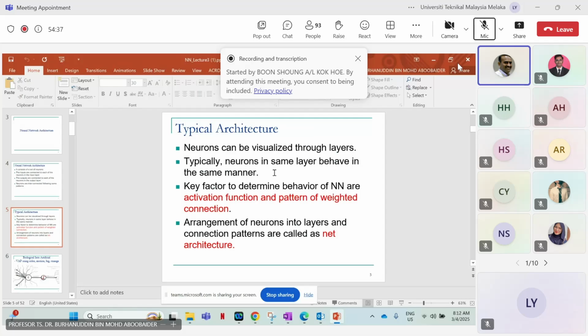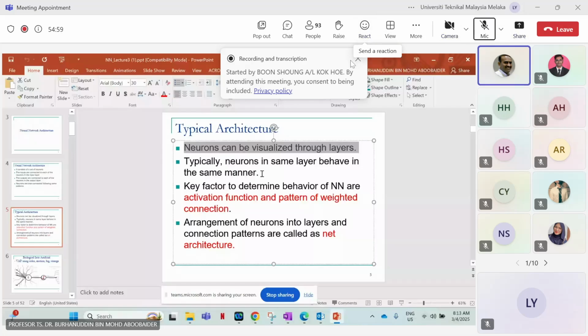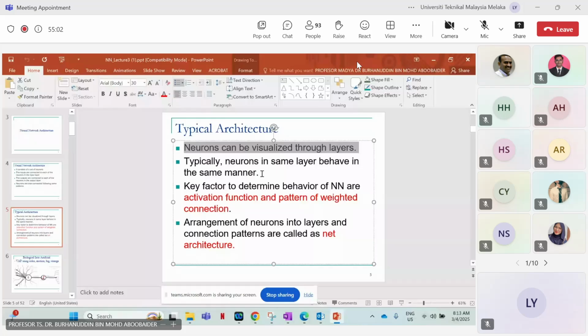Can you see I'm highlighting the slide here? Yes, Prof. Is it clear, my voice? Yes, Prof. All right. So is the slide big enough? Okay. So neurons can be visualized through layers. There are many layers, so we can visualize every layer. Typically neurons in the same layer behave in the same manner. Same layer, same manner, means that if you use the activation function in layer 1, it will be the same for all the neurons.